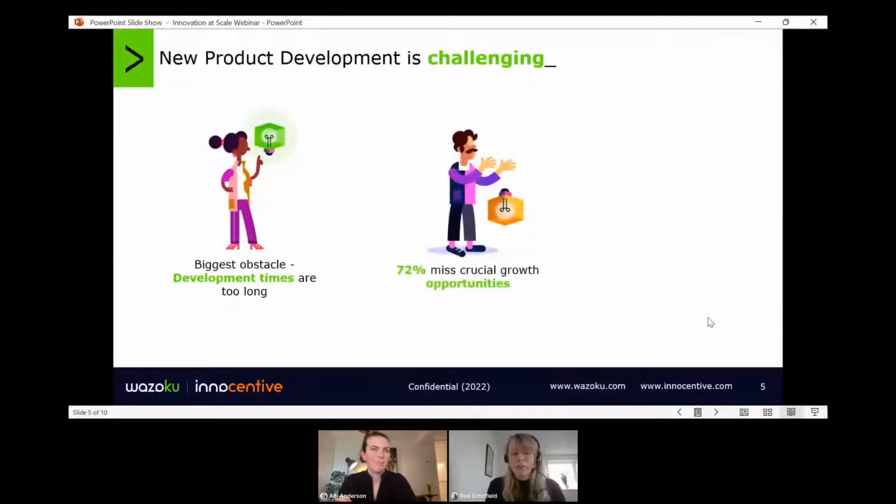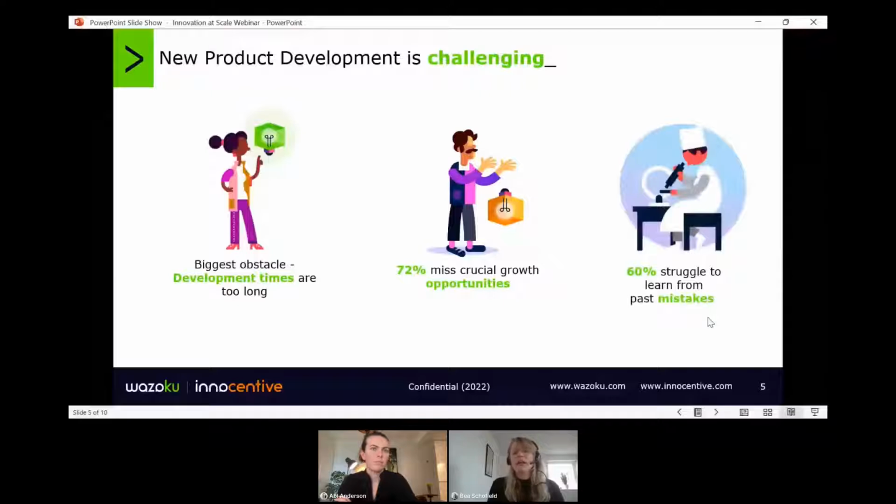Missing crucial growth opportunities. And this is, again, having your eyes out and always looking at what might be happening in new markets or new areas. So 72% of organizations who were interviewed in a recent study by, I think it was Gartner, were saying that actually they're really missing out on those opportunities because they just aren't looking in the right place.